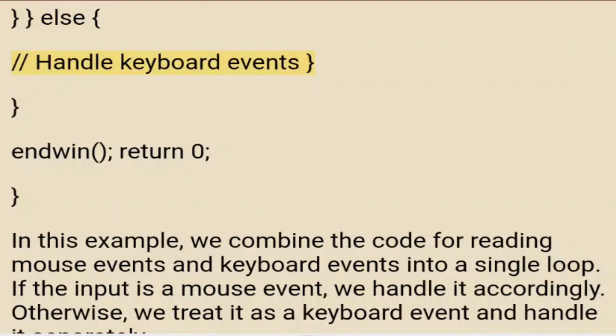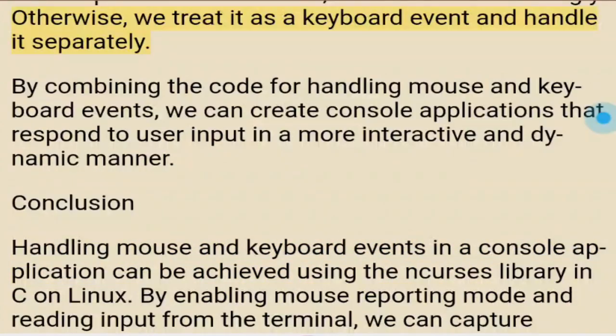Handle keyboard events. And return 0. In this example, we combine the code for reading mouse events and keyboard events into a single loop. If the input is a mouse event, we handle it accordingly. Otherwise, we treat it as a keyboard event and handle it separately. By combining the code for handling mouse and keyboard events, we can create console applications that respond to user input in a more interactive and dynamic manner.